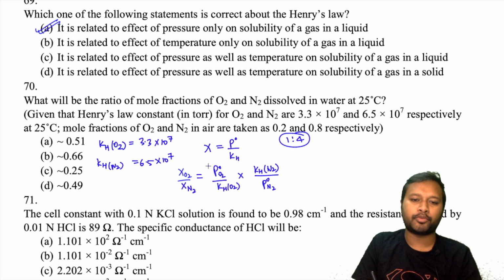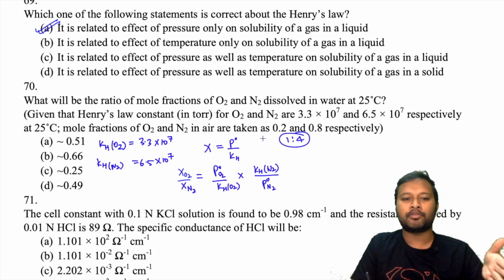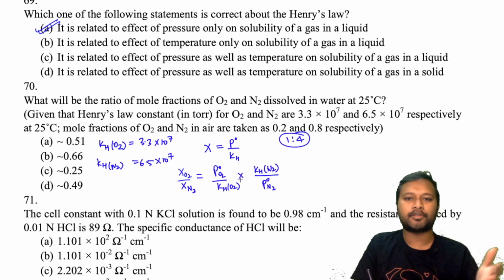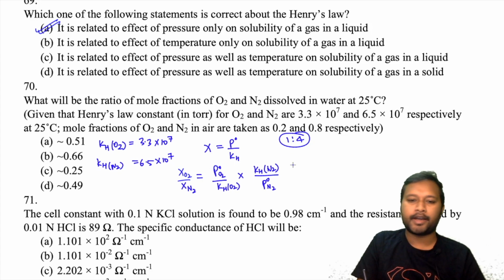Now what you are going to put for PO2 divided by PN2? Put 1 upon 4, because I told you that the ratio of mole fraction is going to be the ratio of your partial pressure. So PO2 upon PN2, in the place of that you can put 1 by 4 and solve this.